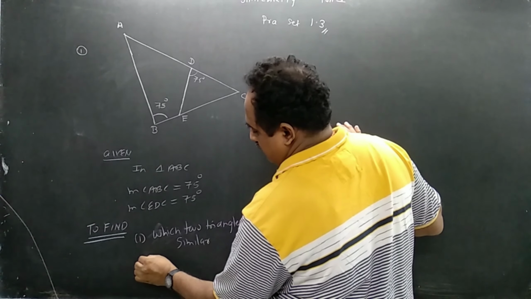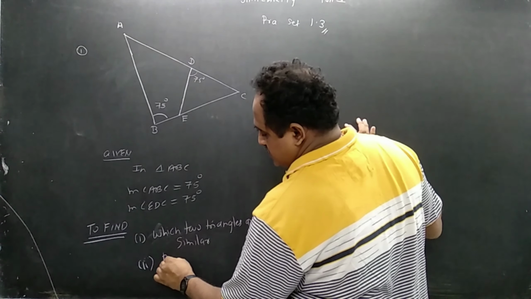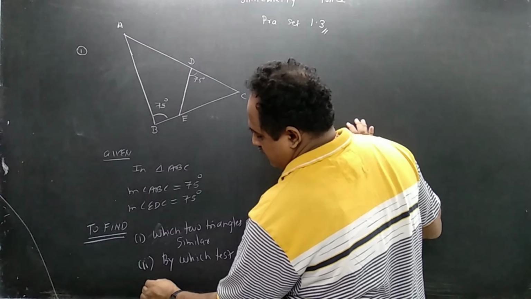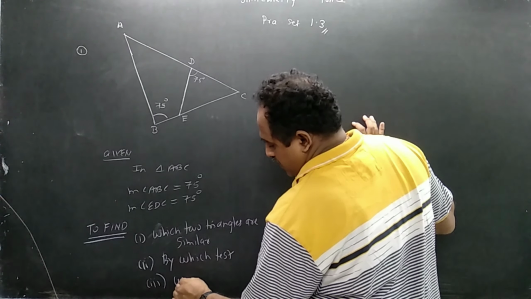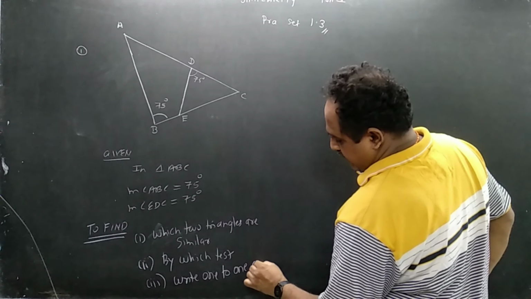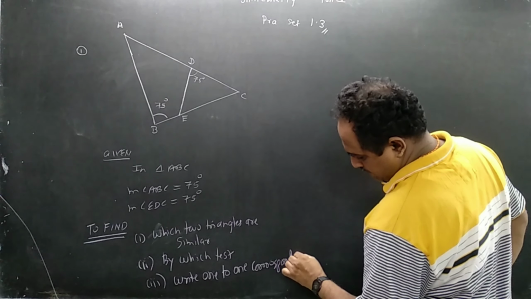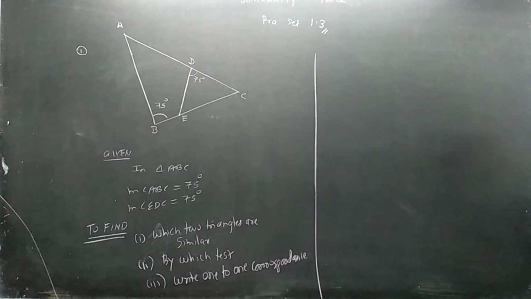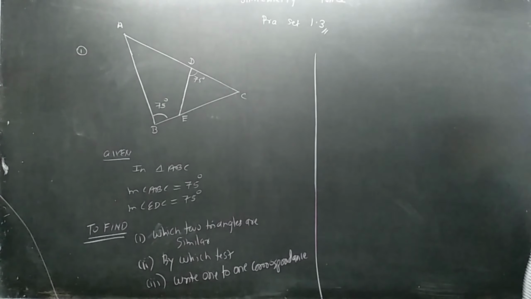Second, by which test? Third, write the 1-to-1 correspondence. It means we have to write the 1-to-1 correspondence. It's a very simple question. Don't think that it is a big question. We are going by our way.